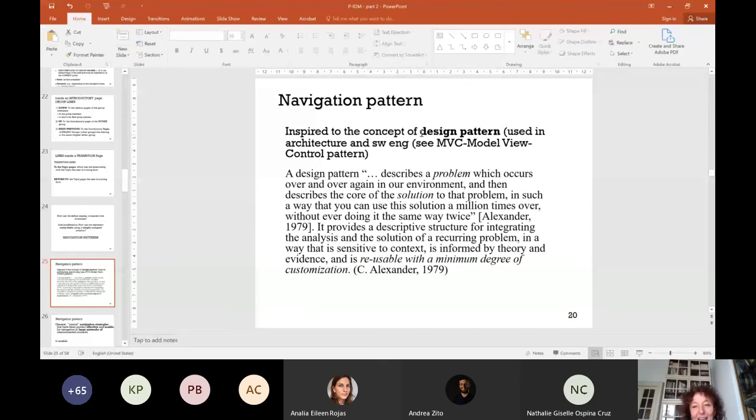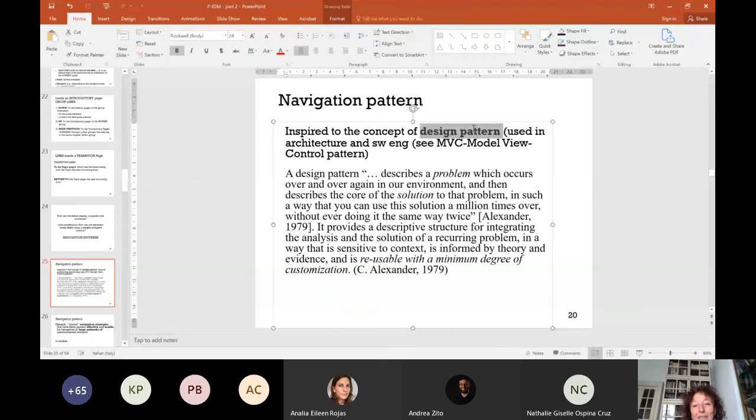Okay, next time. So navigation pattern is inspired to the concept of design pattern, and it's a concept that does not come from web design. It actually comes from architecture. It dates back to the 70s. There was an architect called Alexander, who in 79, the 50, I meant the 70, defined this concept of design pattern, and then software engineering had used it quite intensively.